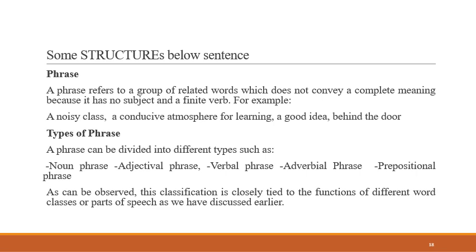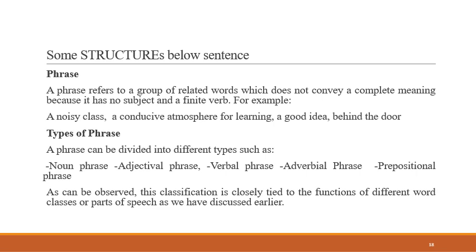As we have taken before, a phrase is a step higher than a word. We have taken different word classes and their subdivisions. Therefore, we are now going to discuss what is called a phrase. A phrase is a step above a word, meaning it's a group of words which do not convey a complete thought. It doesn't have a subject nor a finite verb. For instance, we can have a group of words called a phrase like a noisy class, a conducive atmosphere for learning, a good idea, behind the door.